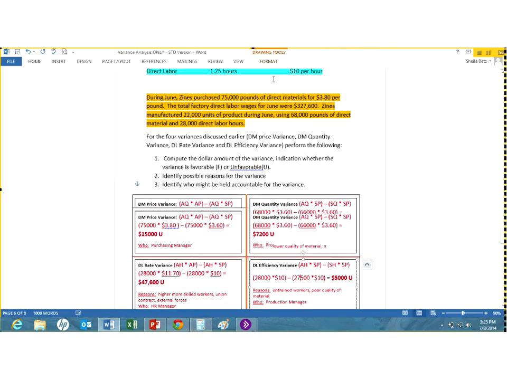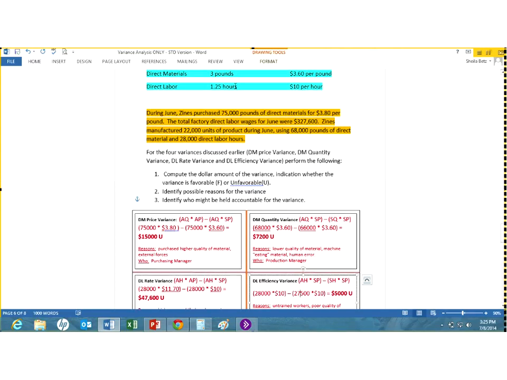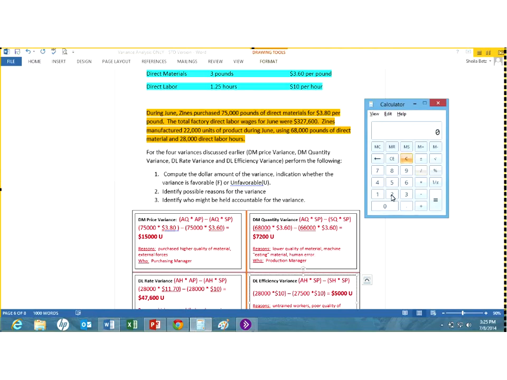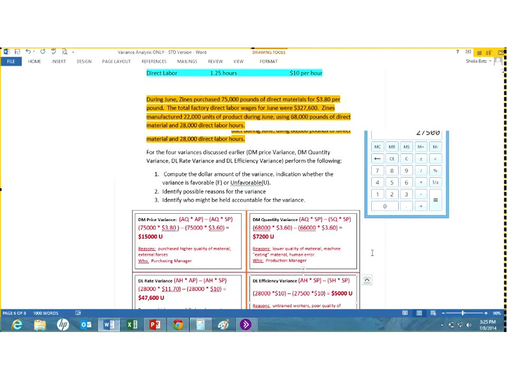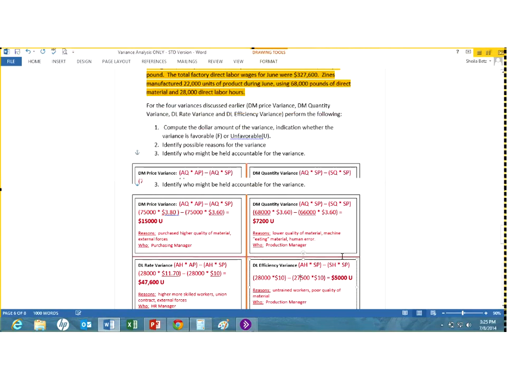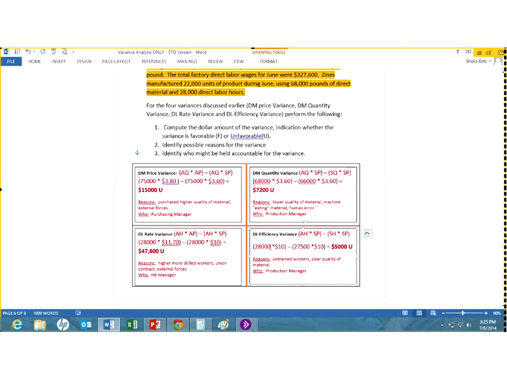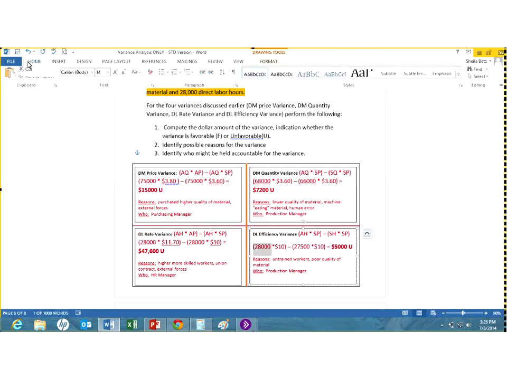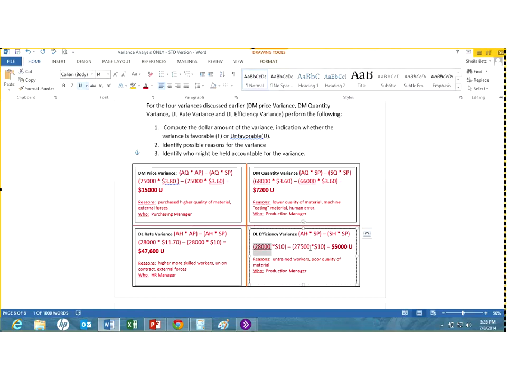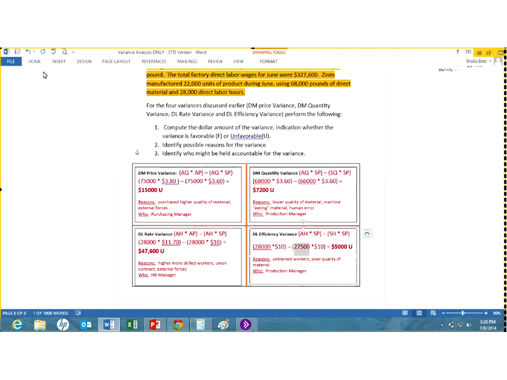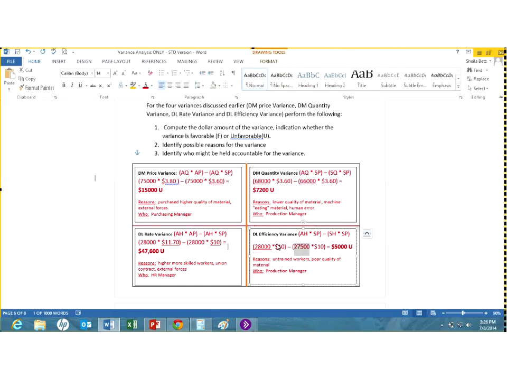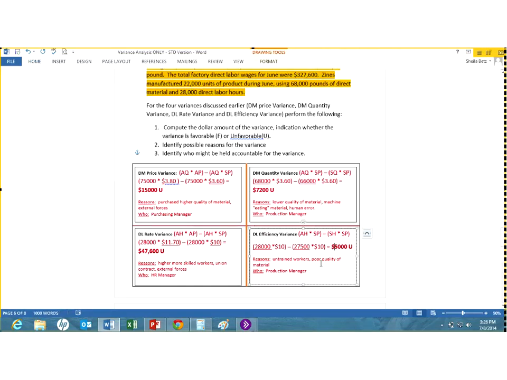Let's look at that one more time. How did I get that 27,500? They had planned on only using 1.25 hours for every product, and then they made 22,000 products. So they should have only used, based on their budget, 27,500 hours. And if I calculate this through, I get $5,000. Now, how do I know it's unfavorable? I'm comparing the hours used. They used 28,000 hours when they had expected to use 27,500. And that's how I get the $5,000 unfavorable.